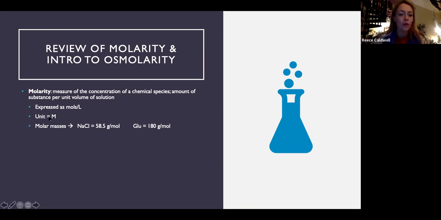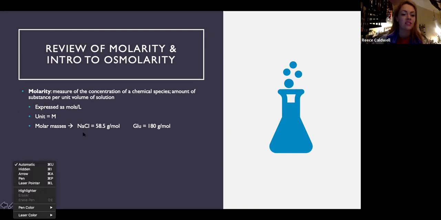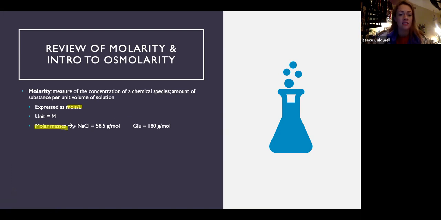What's important to know is that molarity is expressed in moles per liter or moles. And one thing that goes along with molarity is the molar masses of 2 very important substances that we're going to use in our calculations today. So these you definitely need to memorize. The molar mass for sodium chloride, aka salt, is 58.5 grams per mole. And for glucose, it's 180 grams per mole. So you definitely need to have that memorized for exam 1.